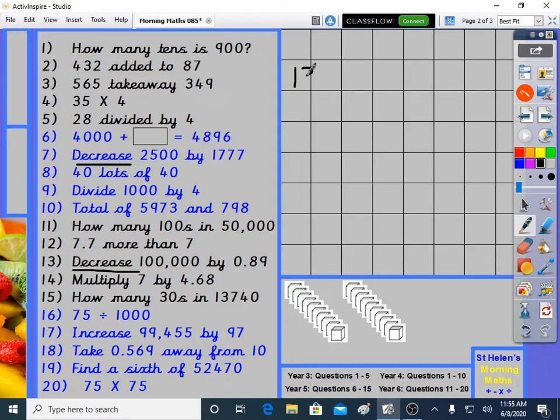It means take away, it means minus, it means subtraction. Decrease 100,000 by, oh my gosh, this is crazy. This is absolutely crazy lining up here. I'm going to have to go right over here, I think, to fit this in. Decrease 100,000, which doesn't have any decimals on it, because a comma is not a decimal point. Doesn't have any decimals on, and we've got to decrease it by 0.89, which does have a decimal.